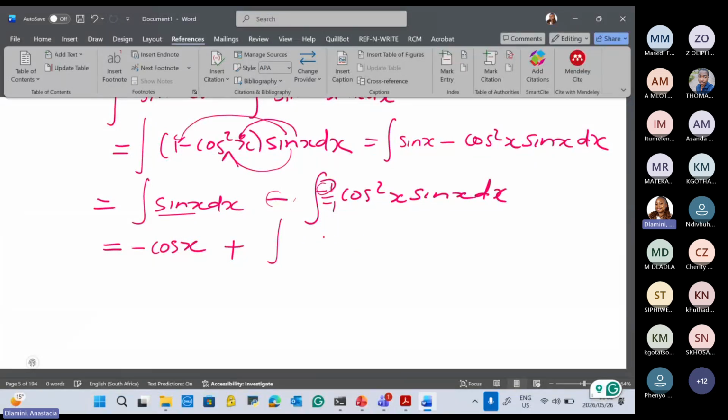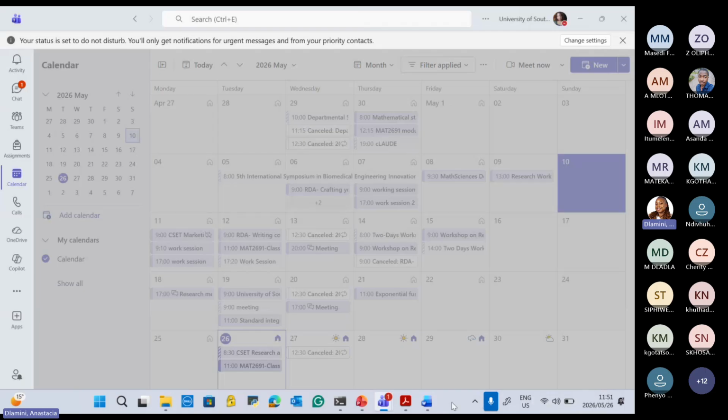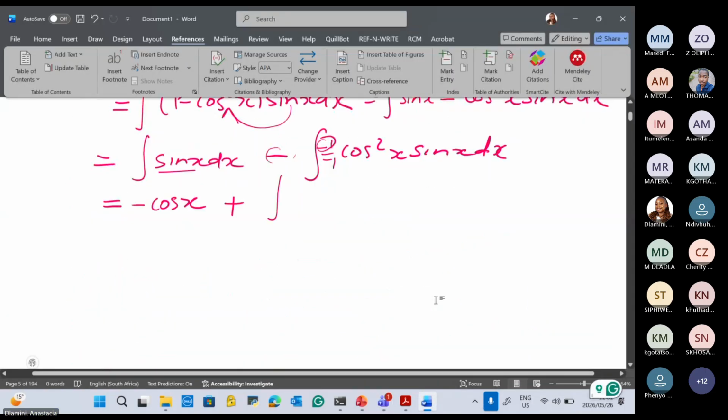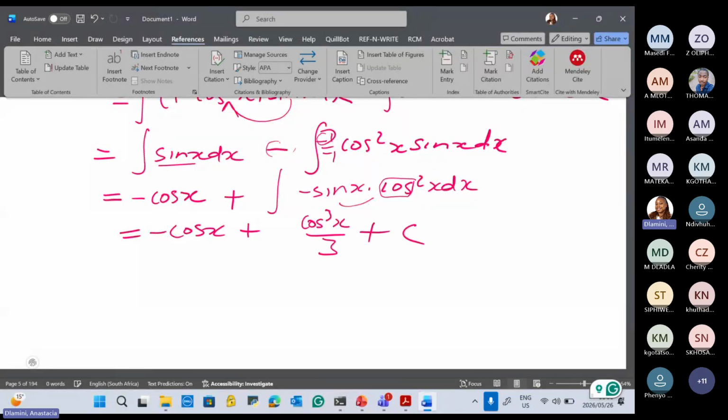Okay, let me write it like this. So this becomes negative sine of x times cos squared x dx. And we know that we have a function, its derivative is this, the power. So meaning that we'll use this as negative cos of x plus cos to the power of 3x over 3 plus c.